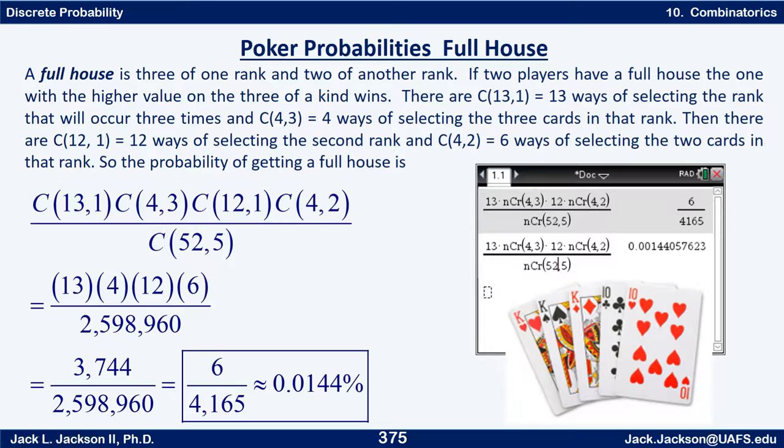Now the next one we want to look at is something called the full house. A full house is 3 of one rank and 2 of a different rank. If 2 players have a full house, the one with the higher value on the 3 of a kind wins. So 3 kings and 2 tens is going to beat 3 tens and 2 kings.